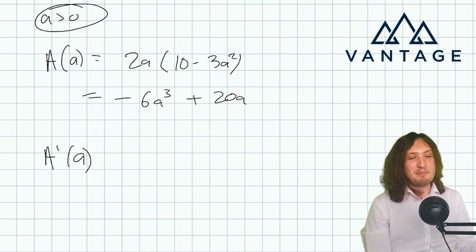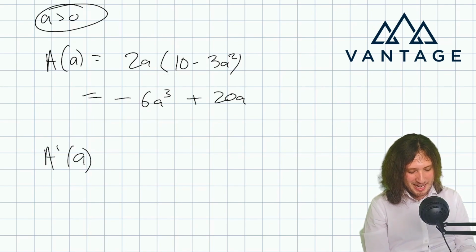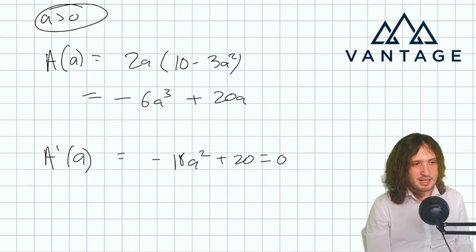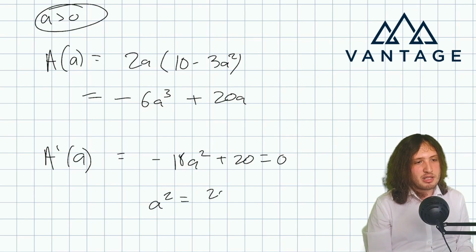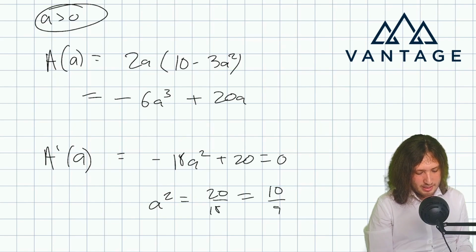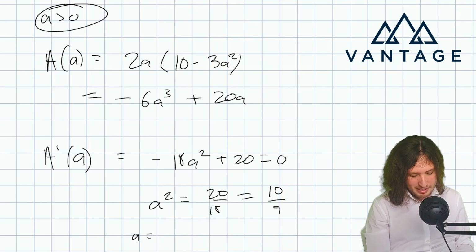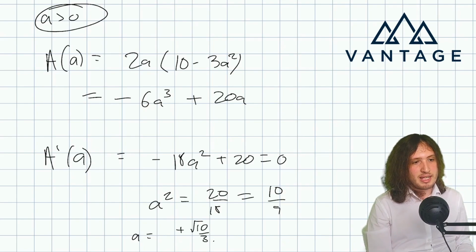And when A gets really big, we get a negative infinite area. So it's obviously going to be the turning points that do best. Differentiating, minus 18a squared plus 20 is 0. So that means a squared is going to be 20 by 18, divide through by 2, 10 by 9. So that means that A is going to be plus or minus, but we've got to take the plus based on the fact we defined A that way, root 10 over 3.